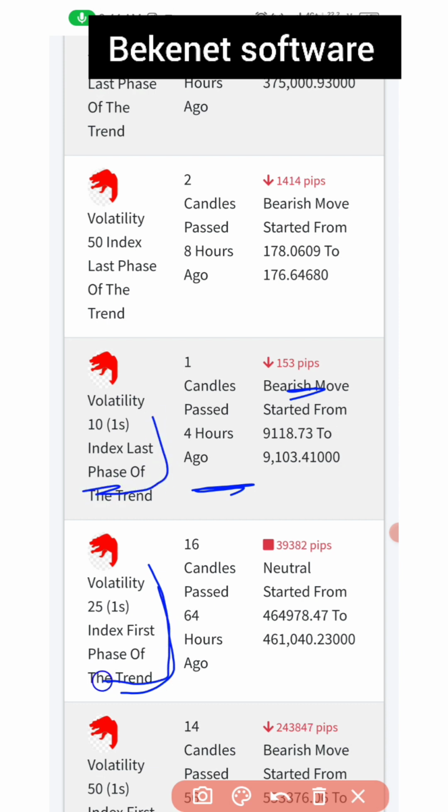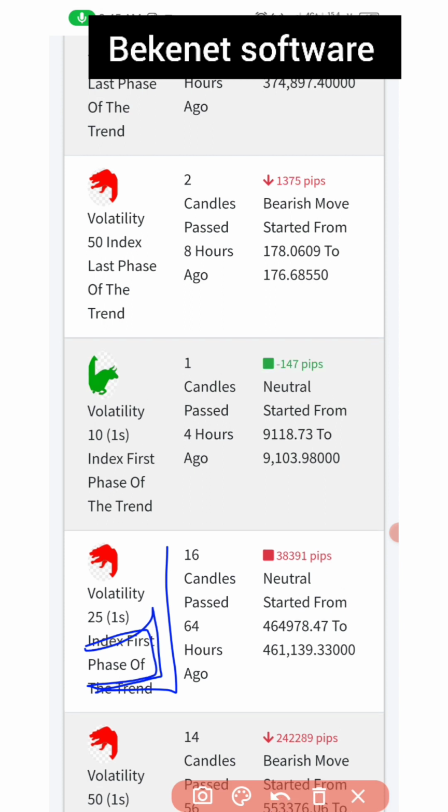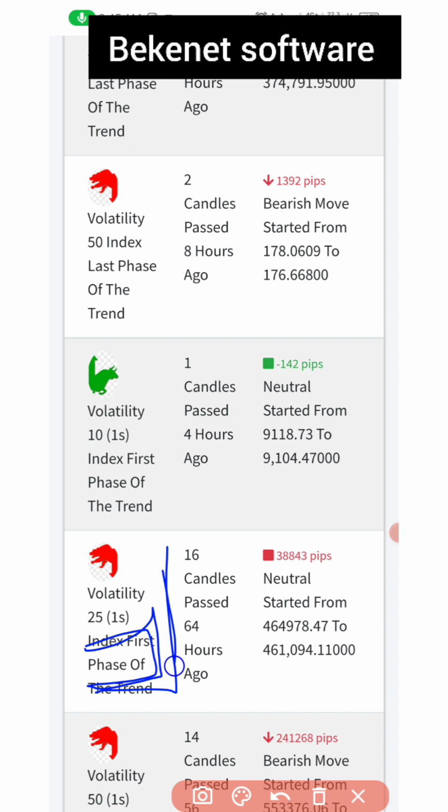Now look at this one that I'm focusing on so that you understand this properly. You understand? It's very easy. First phase. The same thing applies to forex trading. The forex market is closed, that is why I'm using this as an example for you. Now look at this very well.